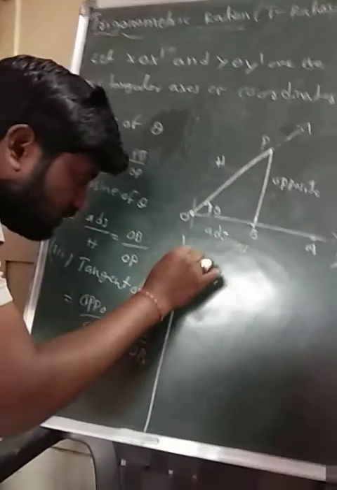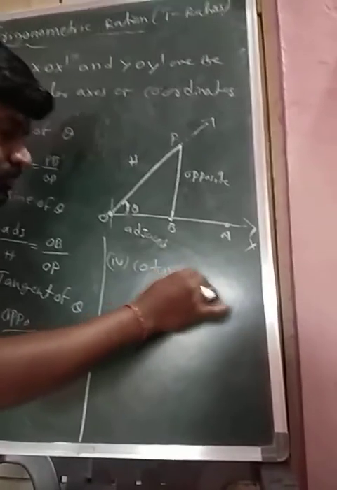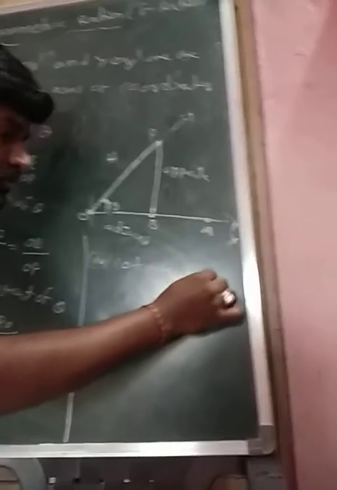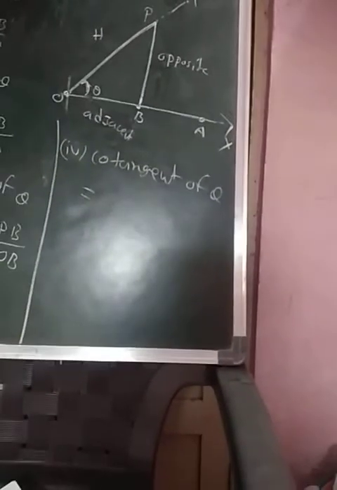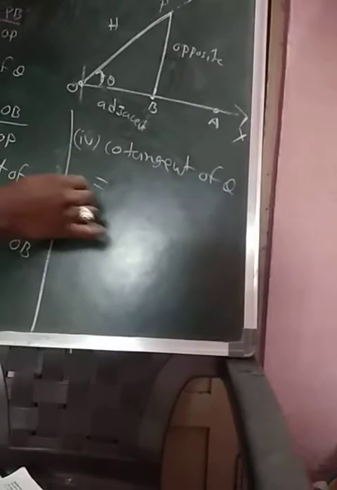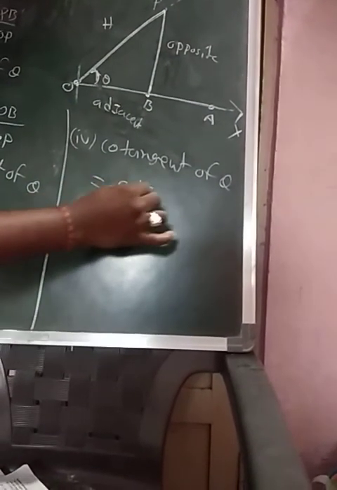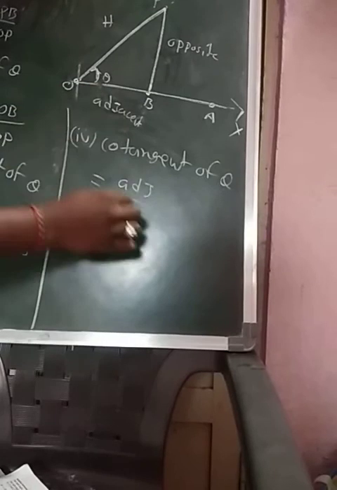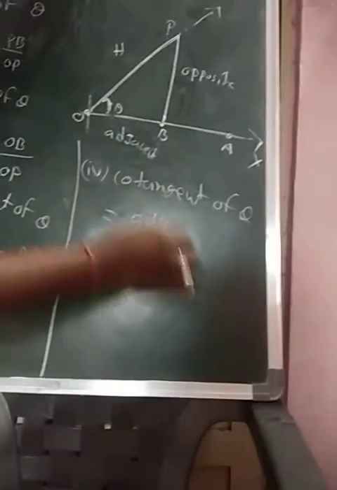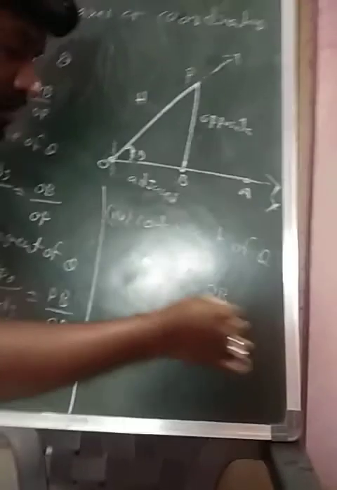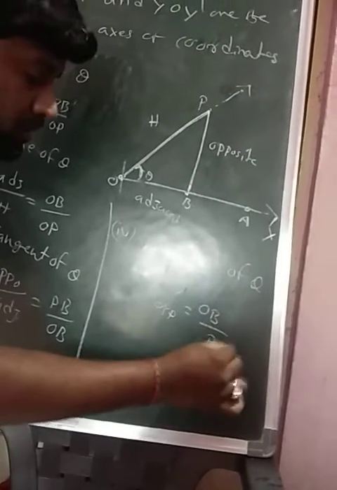Next, cotangent. Cotangent of theta means that it is the reciprocal of tangent of theta, that is, adjacent side of angle theta by opposite side, which equals OB by PB.